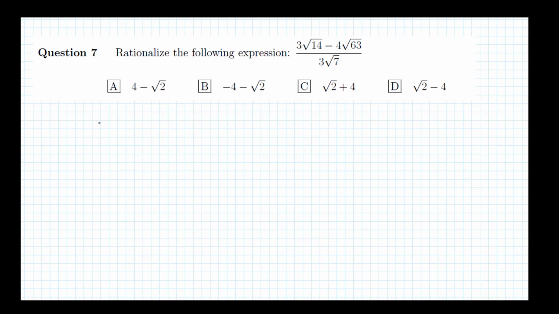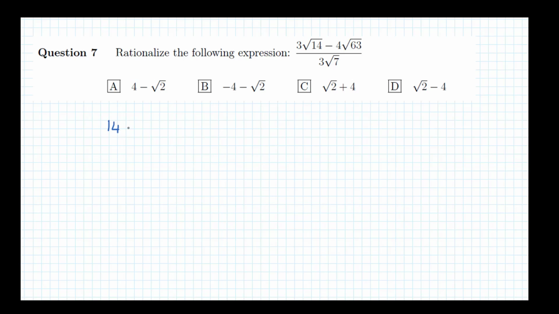Question number 7. Rationalize the following expression: (3 square root of 14 minus 4 square root of 63) divided by 3 square root of 7. The term rationalize here means that we must get rid of the term square root of 7 in the denominator. For this end, we will split our work in some steps.